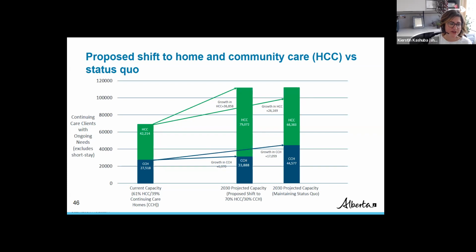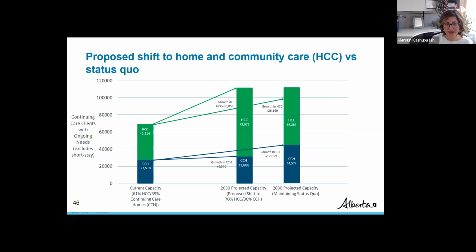Based on Albertans' preferences and to support quality of life and system sustainability, our target is to shift that mix towards more care at home and in the community. And I'll describe how in subsequent slides. But essentially what we're looking at is going from 60% receiving care in home and community care to 70% by 2023. That would mean approximately 10,000 more Albertans will receive care and supports they need at home than if we continued with our current system as we have now.